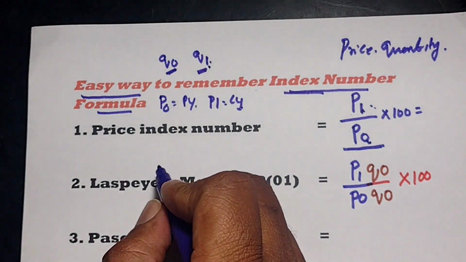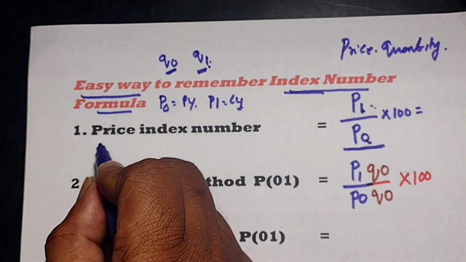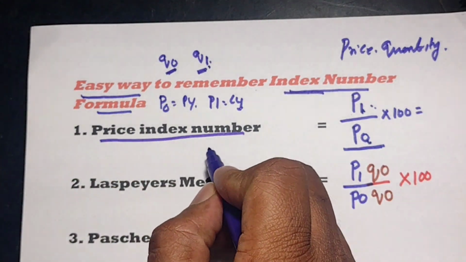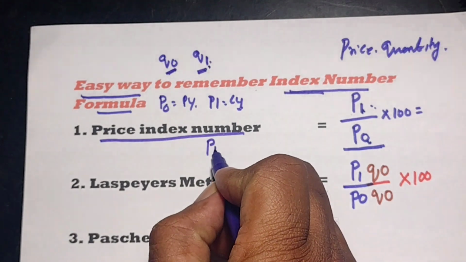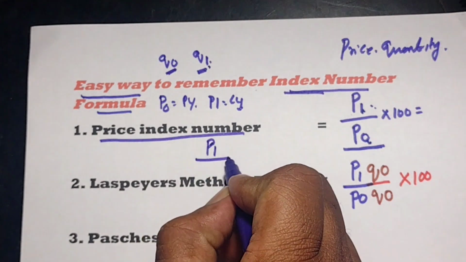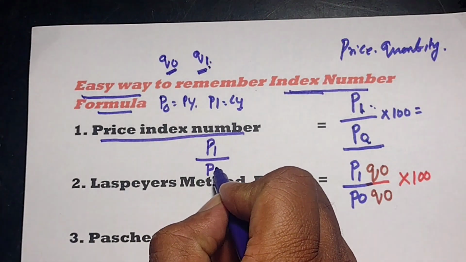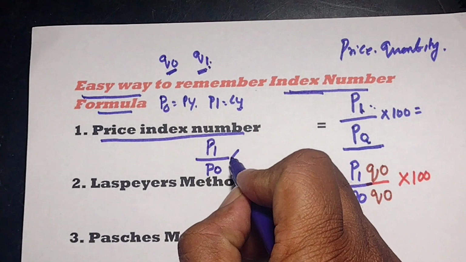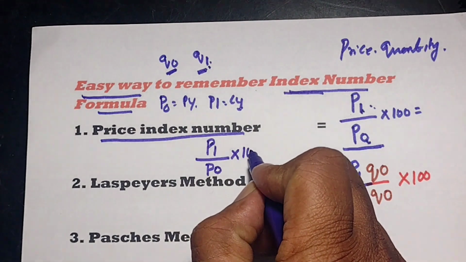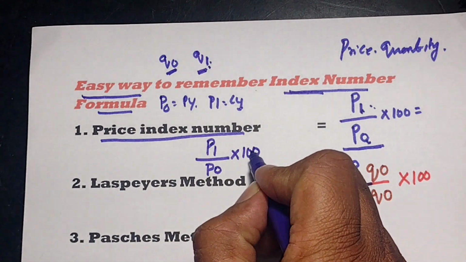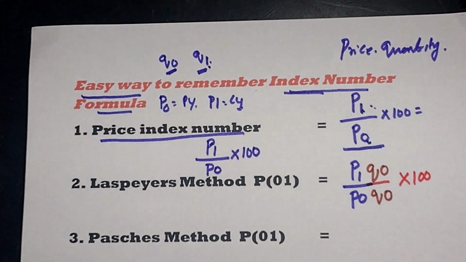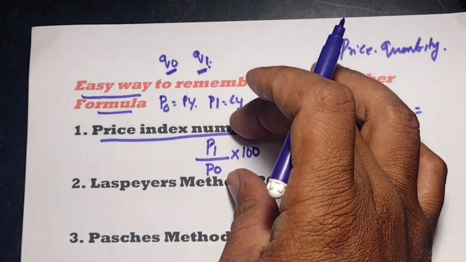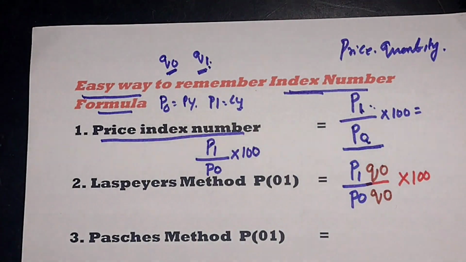So the very basic formula for the price index number is the price of the current year divided by the price of the base year or the previous year, that has to be multiplied by 100. This is the very basic concept. The extension of this formula only is the remaining formulas which are left over.